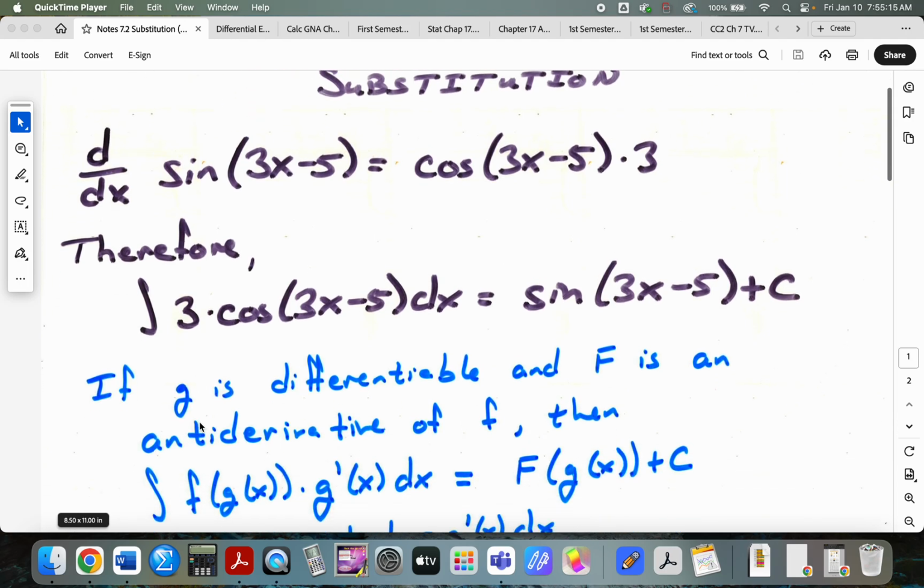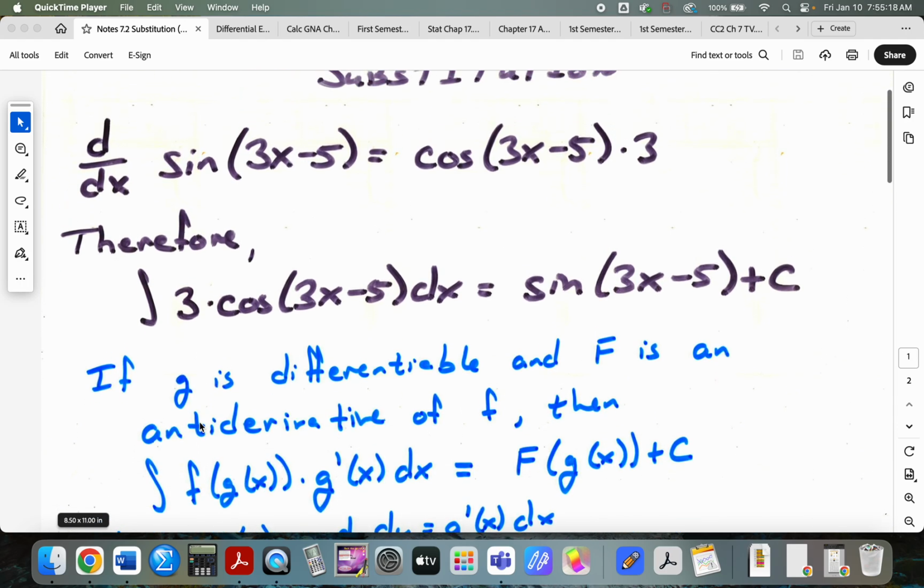So this gives you the general rule. If g is differentiable, and capital F is an antiderivative of little f, then the integral of f of g of x times g prime of x. So notice that's the form of the chain rule, right? We've got this function with an inside part times the derivative of the inside part. All we need to do then is take the antiderivative of this outside part and leave the inside part alone, and the derivative of the inside part goes away.